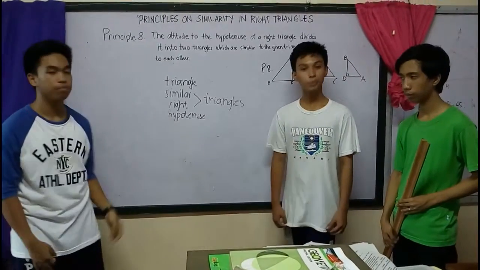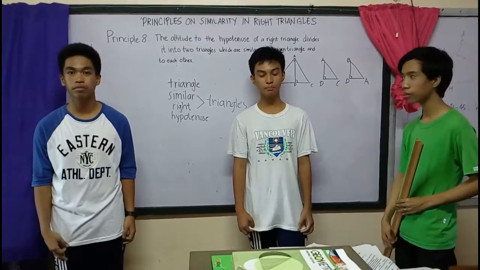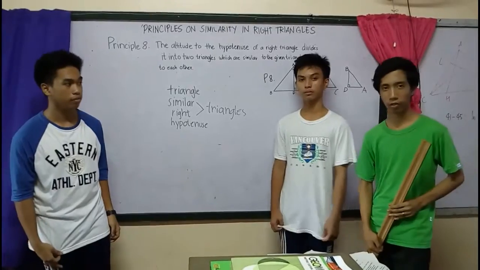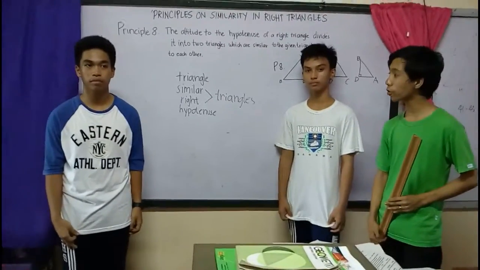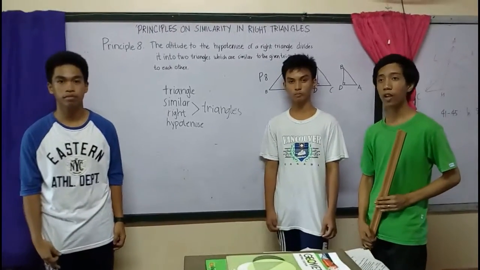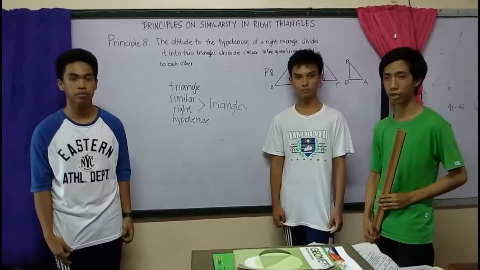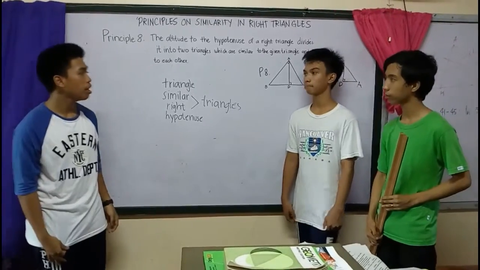Triangle. Triangle is also called trigon, and it is a polygon with 3 sides and 3 angles. Similar triangles. These are triangles with proportional sides and congruent angles. Right triangle. The right triangle has one right angle and 2 acute angles which are complementary to each other. And the hypotenuse is the longest side of the triangle.